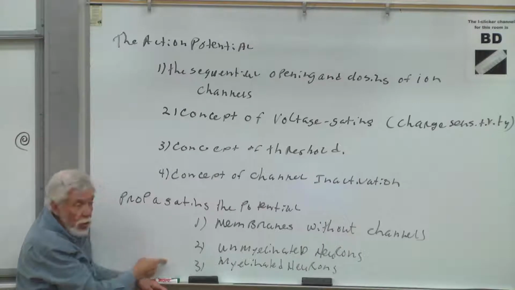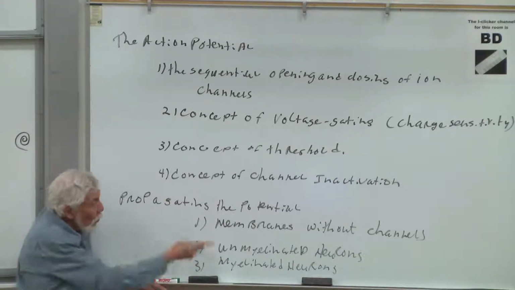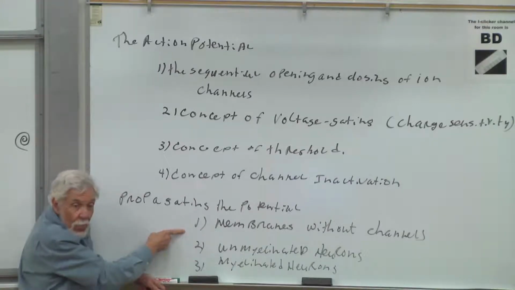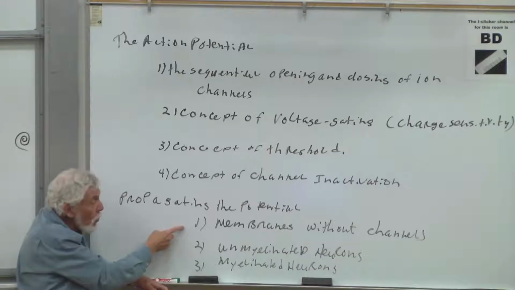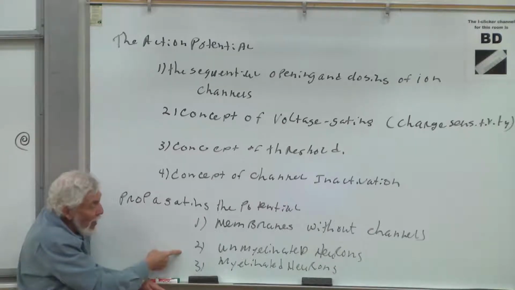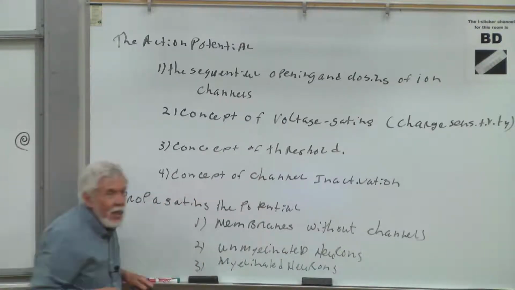And we'll do this in 3 steps to try to illustrate the importance of these voltage-gated channels. We'll first talk about a set of membranes, an imaginary set of membranes, where there are no channels. We'll only put in voltage-gated channels at one point, and we'll see those potentials propagate for short distances. And then we'll put them in unmyelinated axons and myelinated axons we talked about last time, trying to bring that full circle.